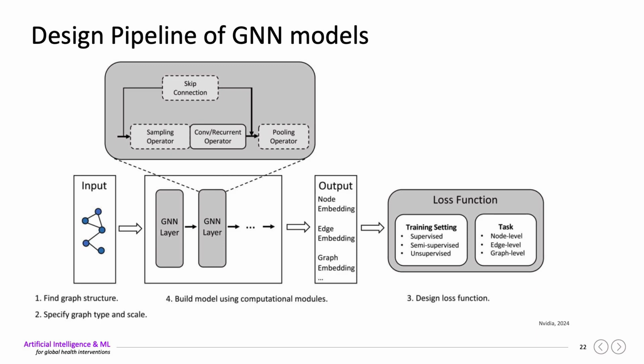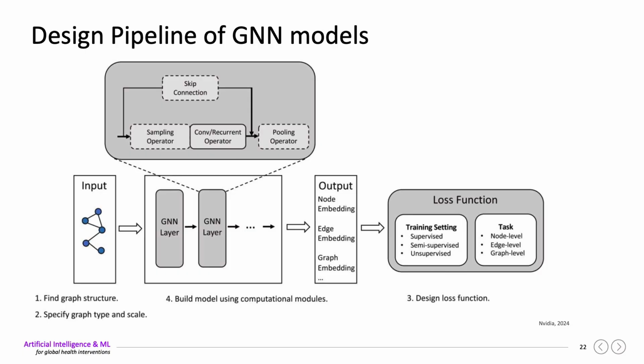Credited to NVIDIA, 2024, this figure lays out the end-to-end pipeline. Step 1 is to find the graph structure. Step 2 is to specify the graph type and scale. The input graph is passed through a stack of GNN layers. The expanded box shows that each layer can include a sampling operator, a convolutional or recurrent operator, a pooling operator, and skip connections. Step 4 is to build the model using these computational modules.